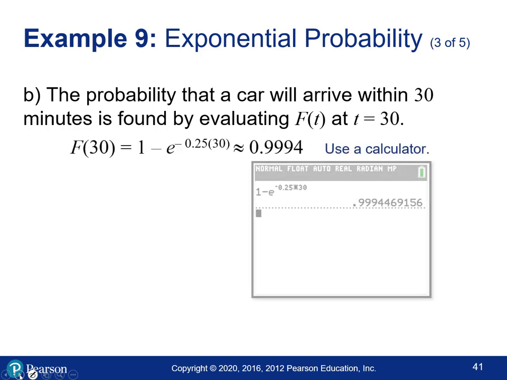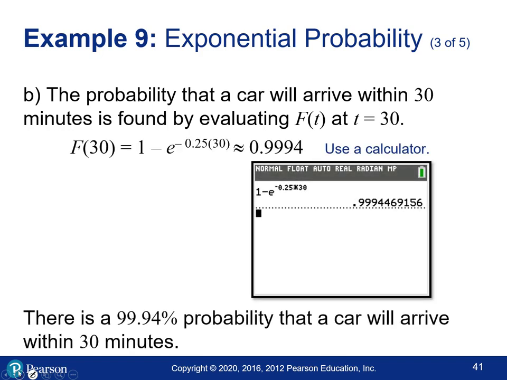Very similar for part B, just plug a 30 into your function, and so you'll get 0.9994, meaning that there's a 99.9% probability that a car will arrive within 30 minutes after 9. And hopefully you can intuitively understand why this one is so high. 99.9% chance a car is going to arrive within 30 minutes, because we were told that 15 cars will arrive in an hour. So if 30 minutes have passed and no cars have arrived yet, that's pretty unlikely. So it's very likely that at least one will arrive in the first 30 minutes.